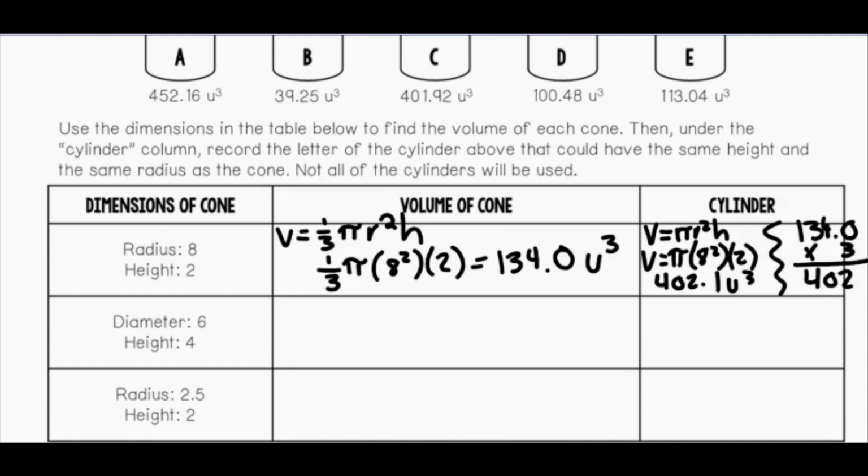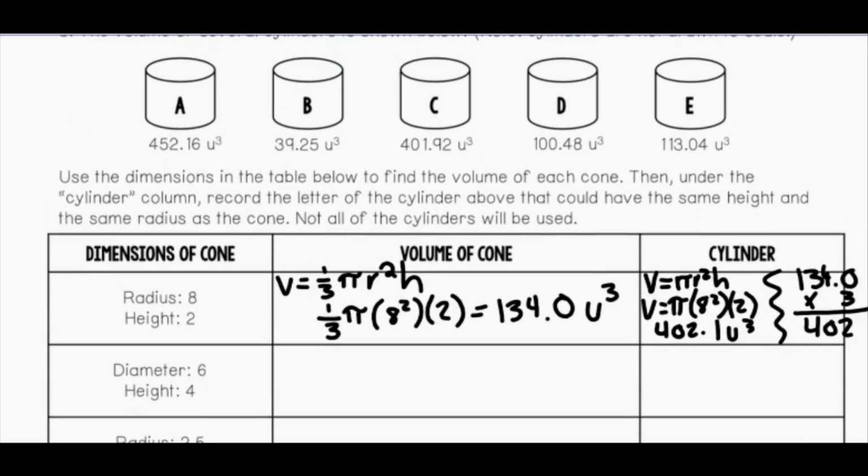You'll notice it's 1/10 away from our actual volume using the formula versus the cylinder of multiplying it by 3. Either way, you're going to get an estimation, and the closest cylinder that is approximately close to 402 is cylinder C. So cylinder C would represent a radius of 8 and a height of 2.